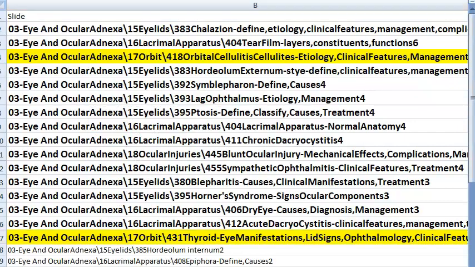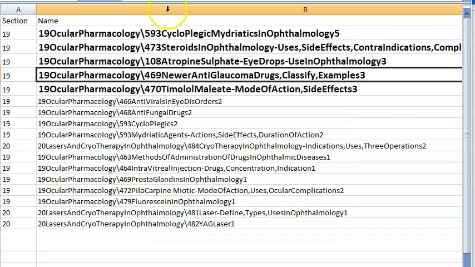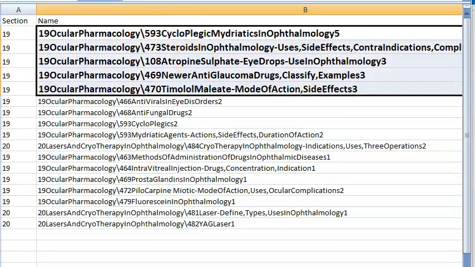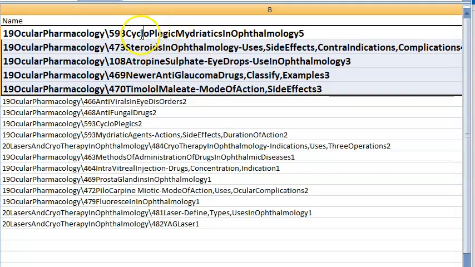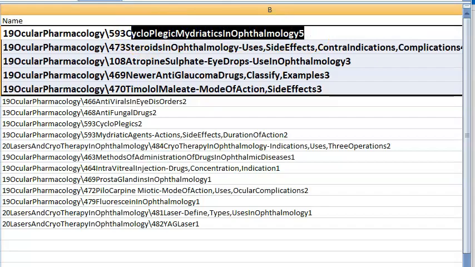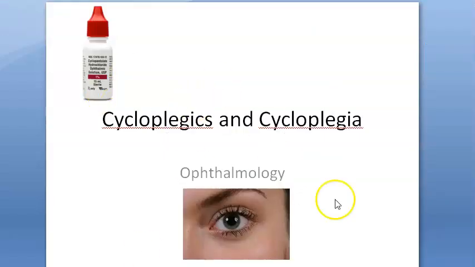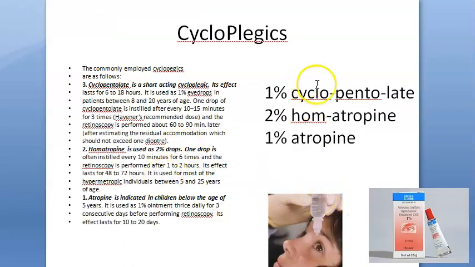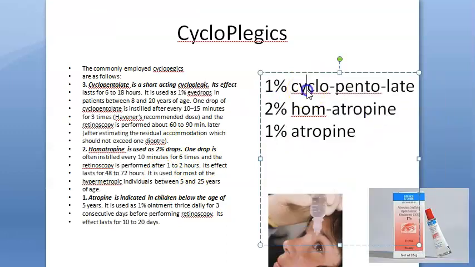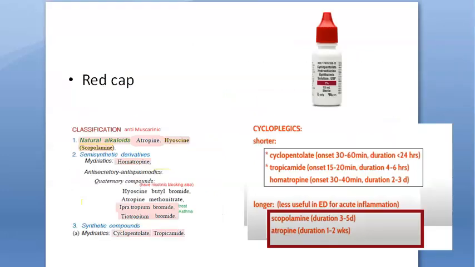Okay. Guys, we are moving on to ocular pharmacology. So in pharmacology, what all are important questions? Look at this. Cycloplegics and mydriatics in ophthalmology, right? So let us look at cycloplegics. You have to remember these are cyclopentolate, homatropine, atropine. If they ask you atropine sulfate also, you'll write the same answer. They are cycloplegics cum mydriatics.